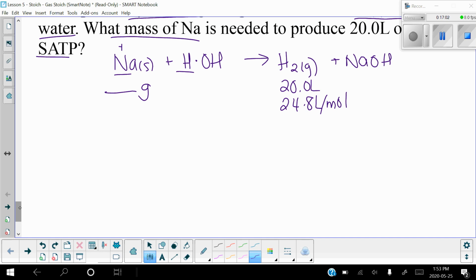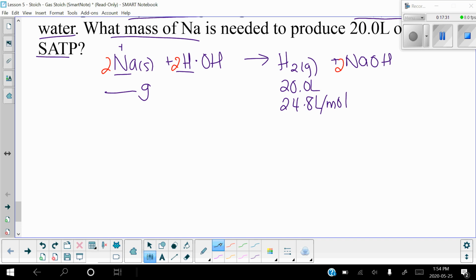You need to start with your known. Oh, I forgot. I always forget to do this. You need to balance your reaction. So let's take a look here. We're going to need 2 waters and 2 sodiums. Great. You guys can always list your products and reactants if you're having difficulty balancing it.